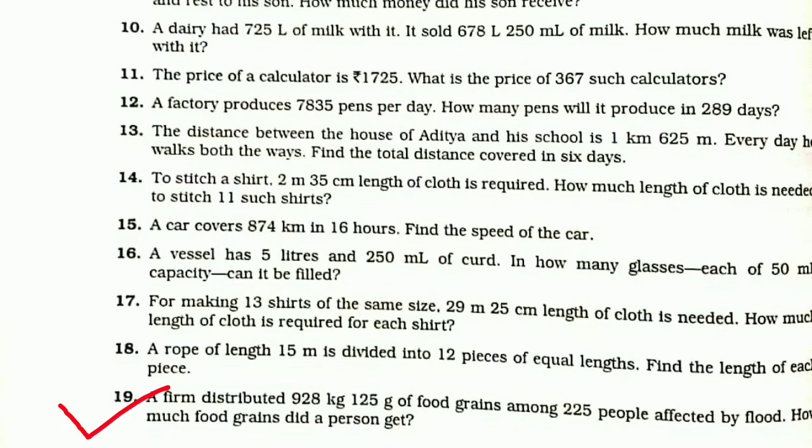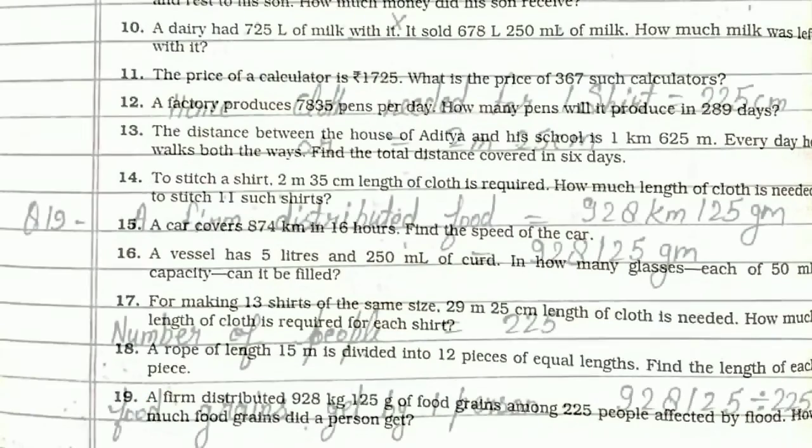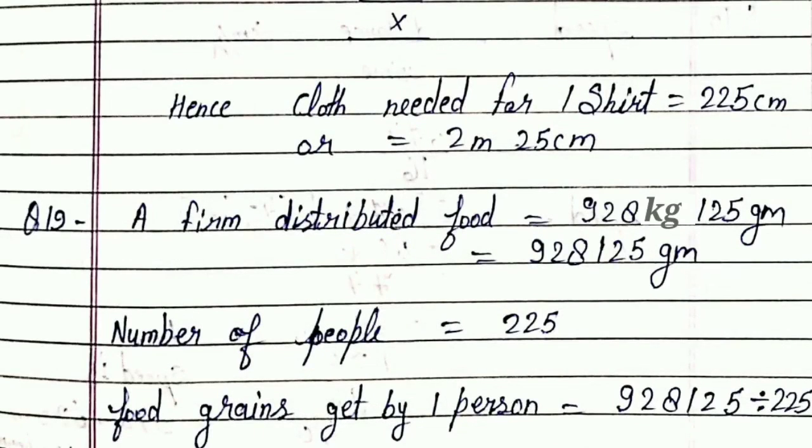That is, a firm distributed 928 kilogram 125 gram of food grains among 225 people affected by flood. How much food grain did a person get? Now here, as you can see, the total food amount is given for 225 people, meaning the amount for more people is given, and he is asking for the amount for 1 person. So for solving this, we use the division method.